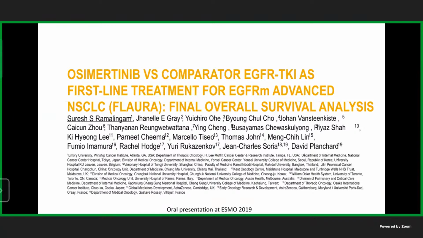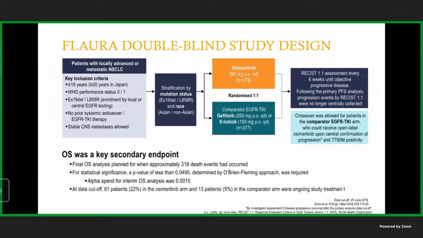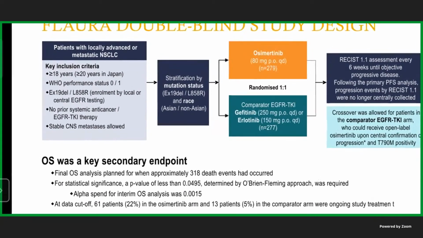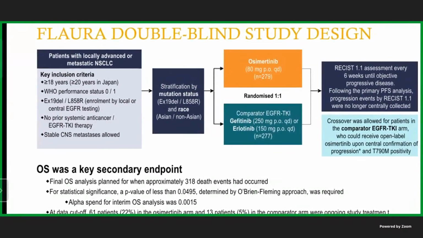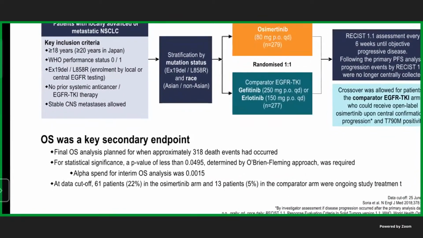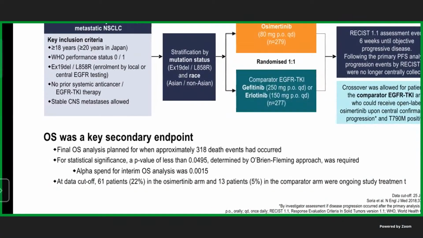So coming on to the final survival analysis of the FLAURA trial, which is a double-blind study design. Here, stage 4 non-small cell lung cancer, adenocarcinoma, EGFR mutant patients were taken, and the stratification was between exon 19 deletion or L858R and race, whether Asian or non-Asian. These patients were randomized to osimertinib versus standard of care TKI, that is gefitinib or erlotinib, and then followed. The OS was a key secondary endpoint, and the final overall survival analysis was planned when approximately 318 deaths had occurred.